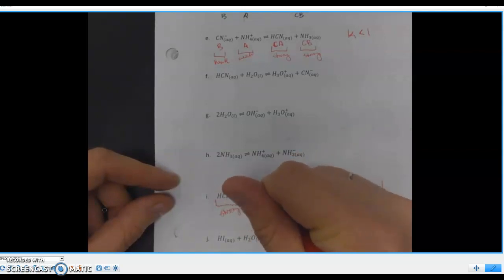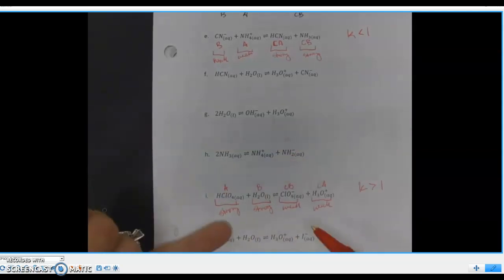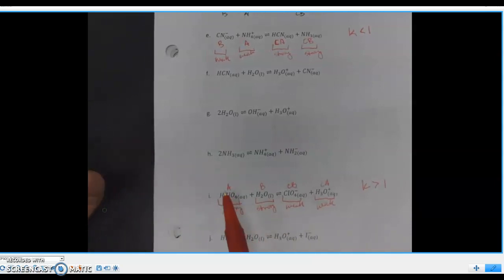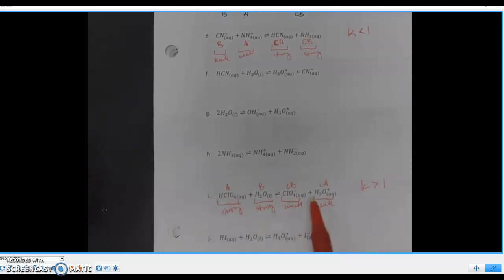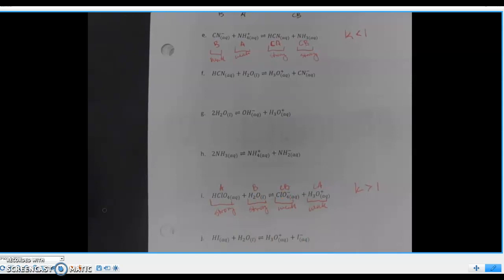Okay? And so now looking at these again, if I'm comparing my acids, this one's strong, that one's weak. So this would be my strong acid in this example, and that would be my weak acid. And then comparing the bases, this would be my strong base, and that would be my weak base. Okay.